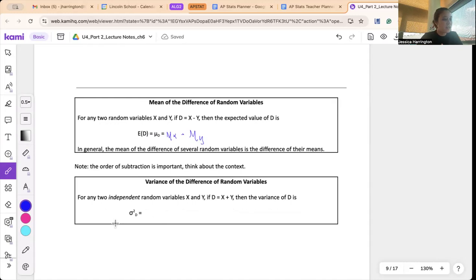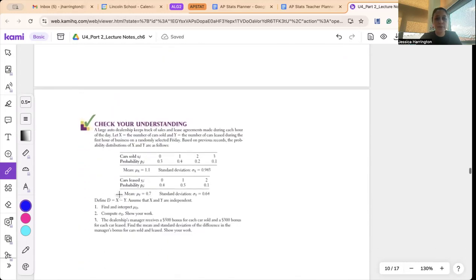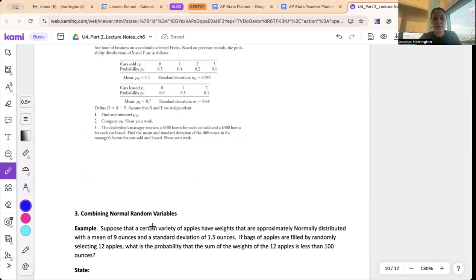So it says for any two independent variables, X and Y, if D equals, oh, this is supposed to be X minus Y. So change that to minus, okay? Then the variance of D, you still have to add them, okay? Because you're combining two events, the error or the variance with those two events gets combined. So don't subtract them. So let's actually put this in play. You can try this one, okay? Maybe you want to try it after we do this example.